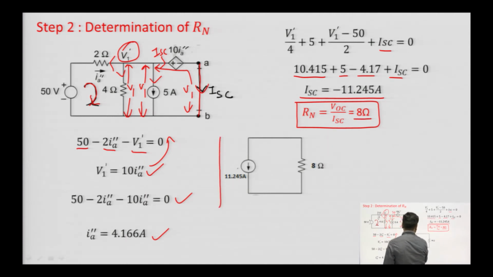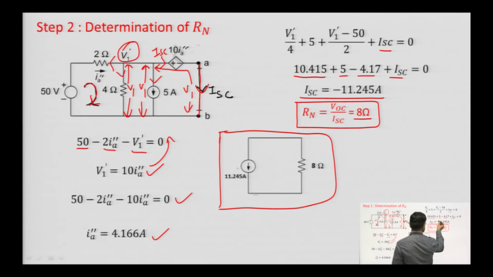Now, this will be our Norton's equivalent circuit across terminals A B, in which, because the short circuit current is negative, the direction of this current source will be downwards. So, it will be 11.245 ampere, direction इसकी downward होगी because here we have a negative sign. Then we have 8 ohm, which is RN. So, this is how we apply Norton's theorem in case of dependent sources.